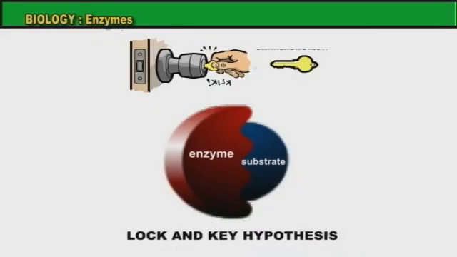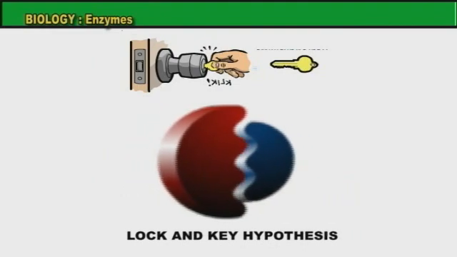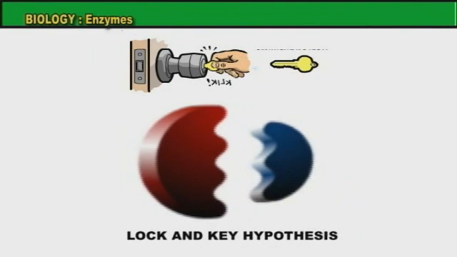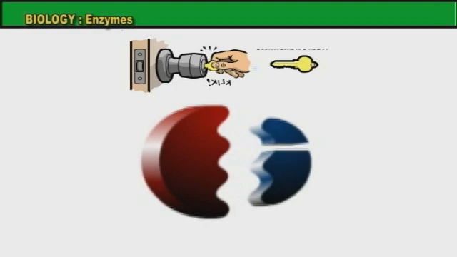In the lock and key hypothesis, the enzyme is like a lock and the substrate like a key. The key, which is the substrate, has a shape that allows it to fit directly into the active site of the enzyme. So the substrate fits into the active site without any change in the shape of the enzyme.